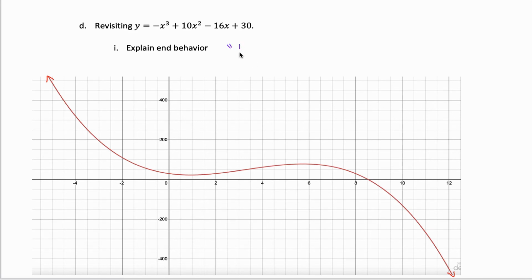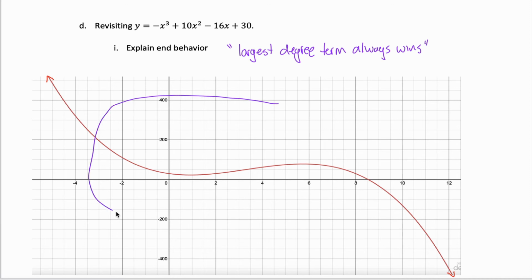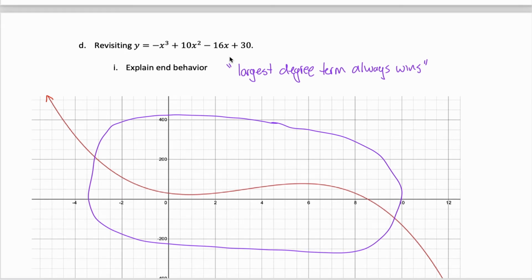How do we figure it out? Well, in short, the largest degree term always wins. What am I talking about? When we're talking about end behavior, we don't care about what goes on in the middle of the graph, meaning we don't care what happens when the value of x is relatively close to 0. All we care about is when the value of x gets really, really large, positive, meaning we're way out to the right, or really, really large, negative, meaning we're way out to the left. So think about each of these different terms when the value of x is some really large number.